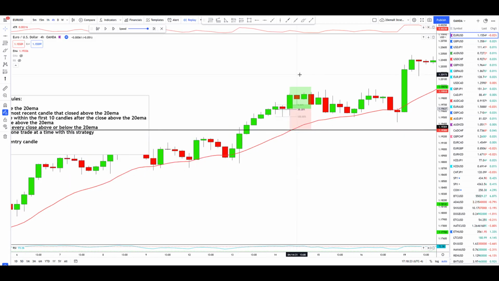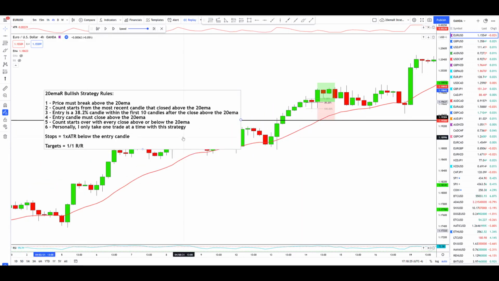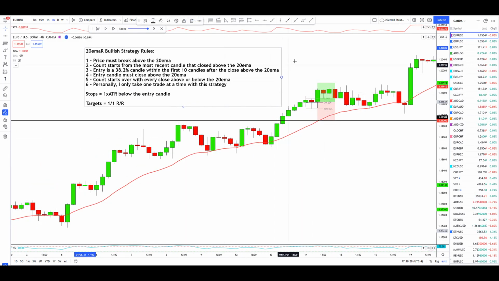So hopefully at this point you have a good idea of the rules of this strategy for a bullish example. We're going to go over more examples a little bit later on, but first what I want to do is move on to the next video and show you guys examples and the rules for the bearish 20 EMAR strategy. I'll see you guys in the next video.